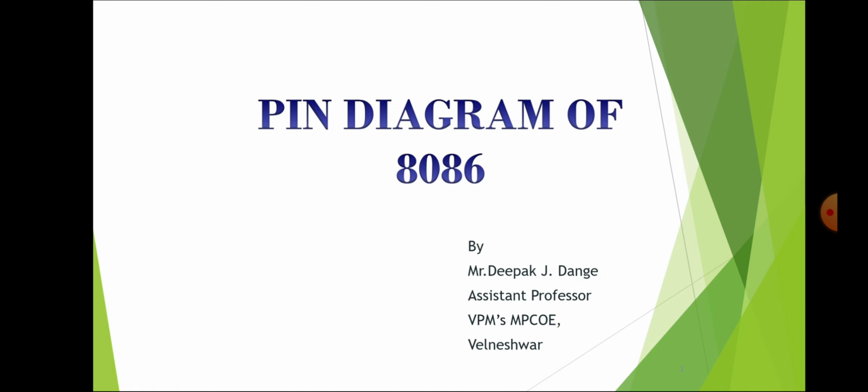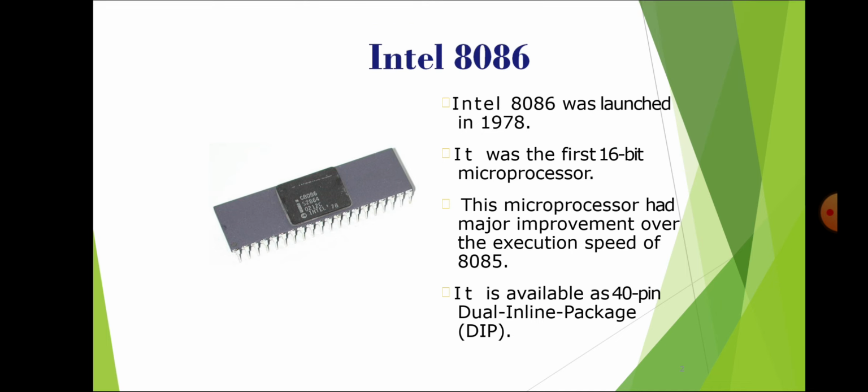Before going to the lecture I will discuss some basic things, which I have already explained many times, but as some revision. The Intel 8086 is an Intel processor launched in 1978. It was the first 16-bit microprocessor, which we have already discussed many times.